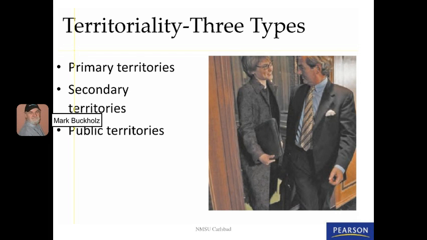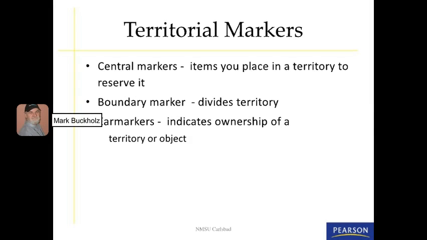Consequently, we see that territories we occupy can be defined as primary, secondary, and public territories. Let's discuss how we might communicate and even establish these territories artifactually, that is, with artifacts, objects. Central markers are items you place in a territory to reserve it. Say, books to mark your place at a table in the library.